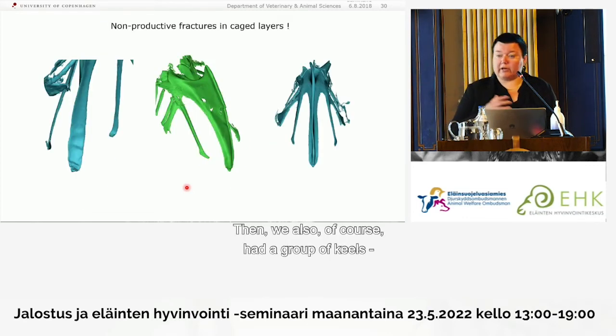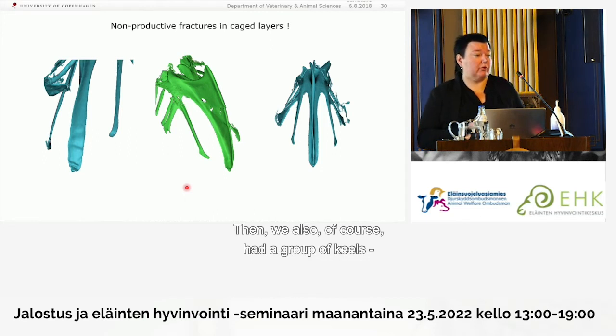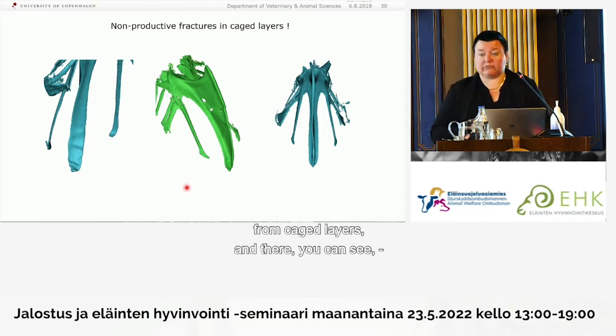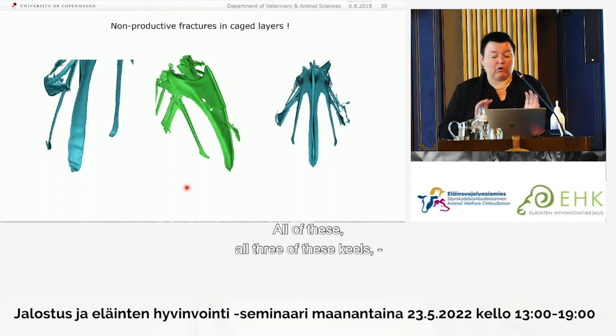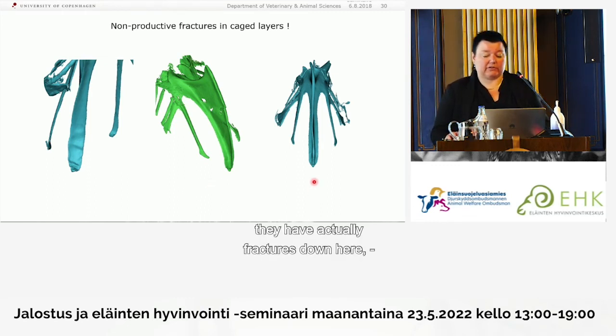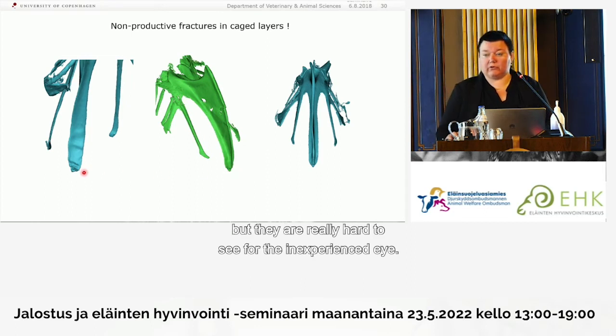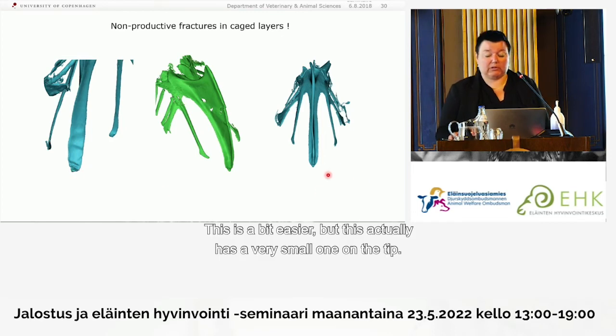Then we also, of course, had a group of keels from cage layers, and there you can see that the fracture morphology is looking completely different. All 3 of these keels actually have fractures down here, but they are really hard to see for the inexperienced eye. This is a bit easier, but this one actually has a very small one on the tip.